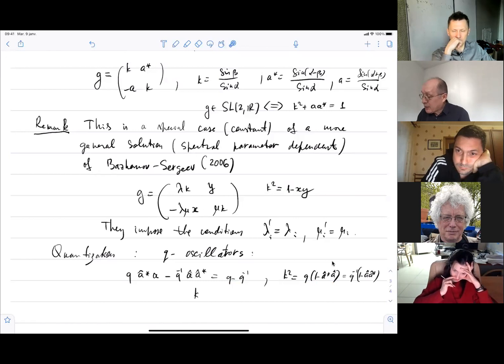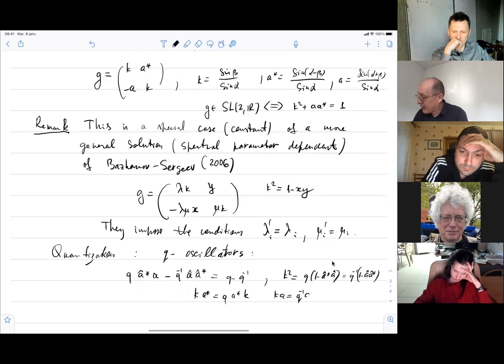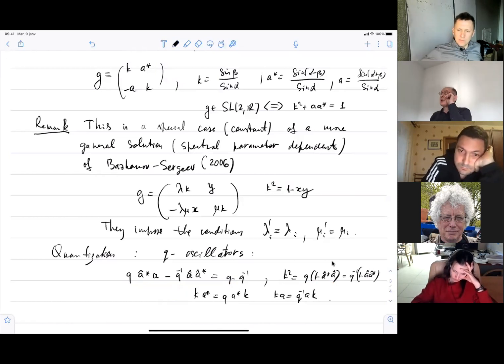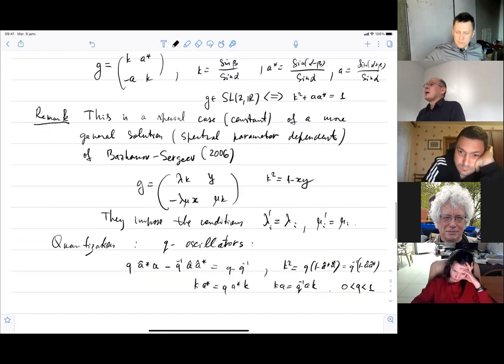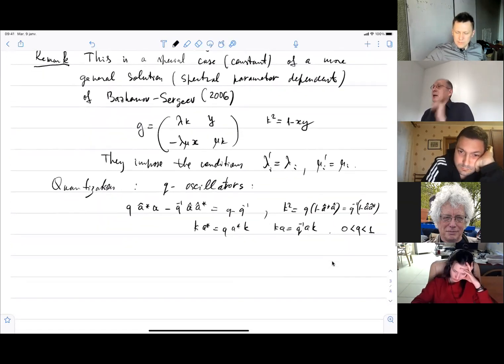But anyway, this algebra implies that K commutes with A star like Q A star K, and KA commutes like Q minus 1 AK. So this is the Q oscillator algebra, and here it is essential to assume that Q lives strictly between 0 and 1. And then they pick up a Fock representation.